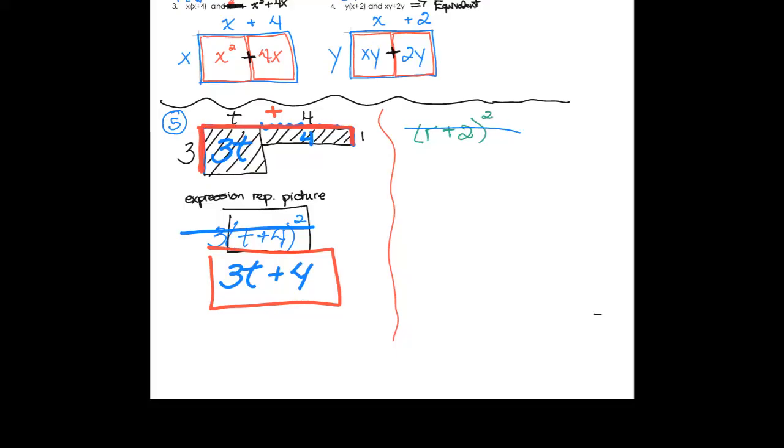Now, find one other area, and let's talk about r plus 2 squared. R plus 2 squared. What does r plus 2, that quantity squared, mean if I were to write it out? And I'll let you determine what that means. Write it out.